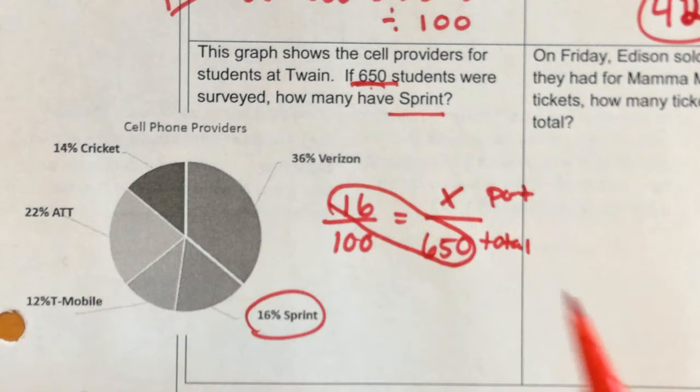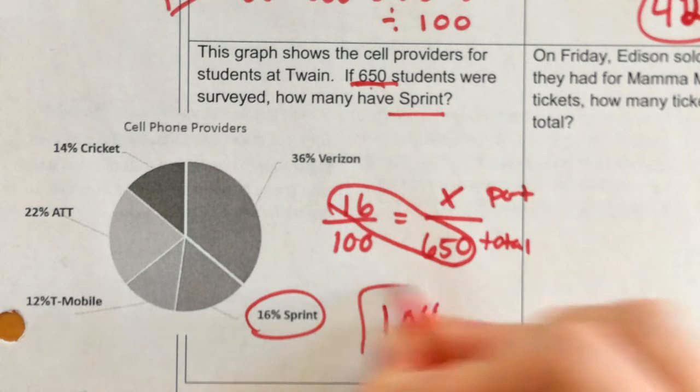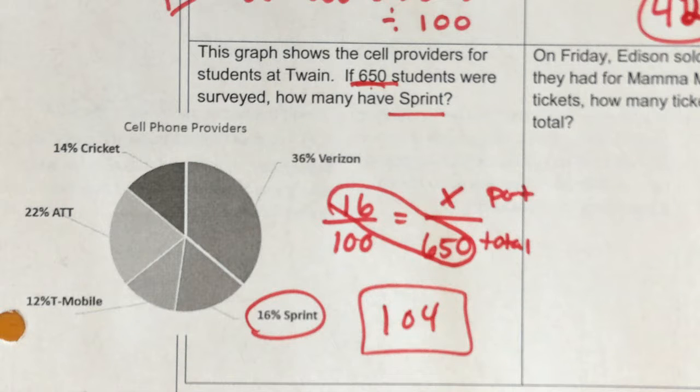16 times 650 divided by 100. We get that 104 students have Sprint.